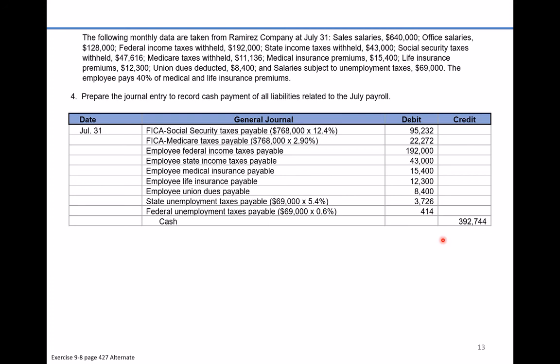And what is the purpose of this last entry? To record payment of the FICA taxes, income taxes, SUTA, FUTA, union dues, and the insurance premiums to both medical and life insurance. Lots of information here on this problem. This would be a great one to go back and review.